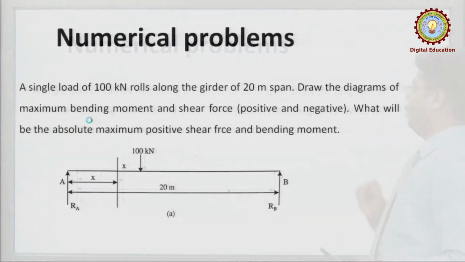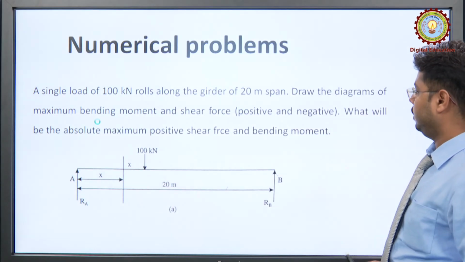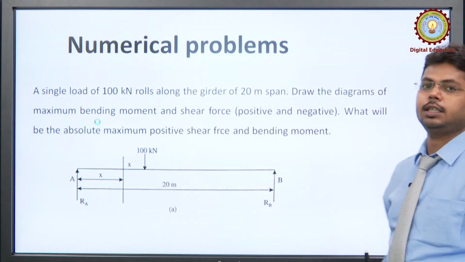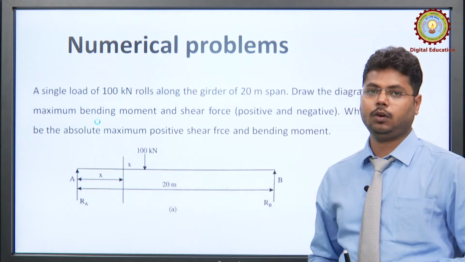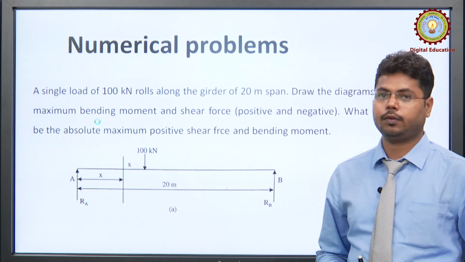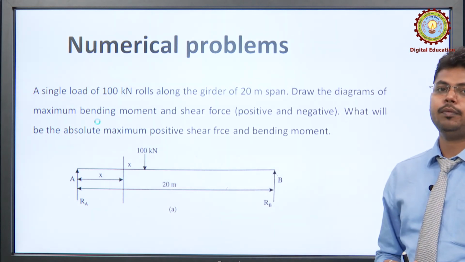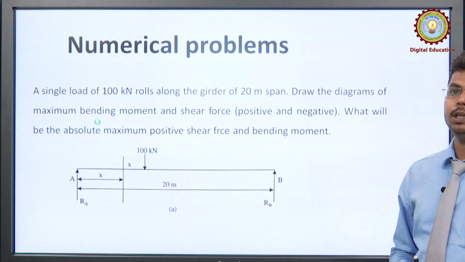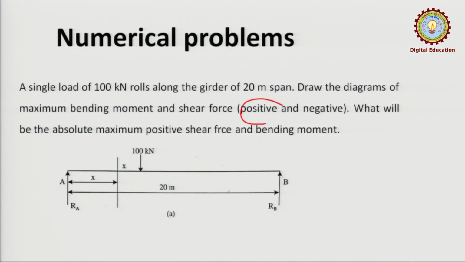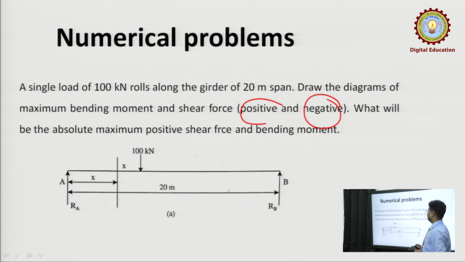Here is one numerical for rolling loads. The numerical is telling us that a single load of 100 kilonewton rolls over a girder of 20 meter span. Draw the diagram of maximum bending moment and shear force, which are both positive and negative types. What will be the absolute maximum positive shear force and bending moment?